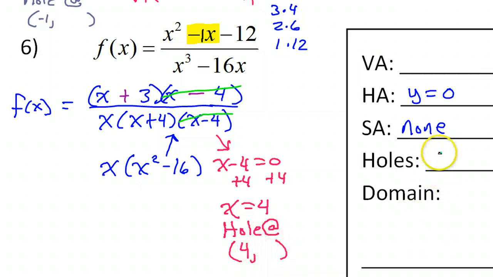So let's go ahead and write that down. There will be a hole at 4 comma something. Now I want the y value to go with it. To get that y value, I'm going to use my calculator, and I'm going to put in the part of the function that did not cancel out. So x plus 3 over x plus 4 times x.